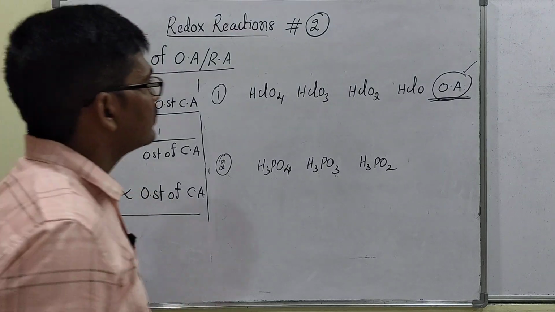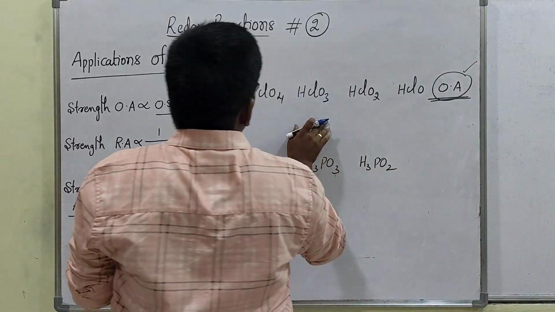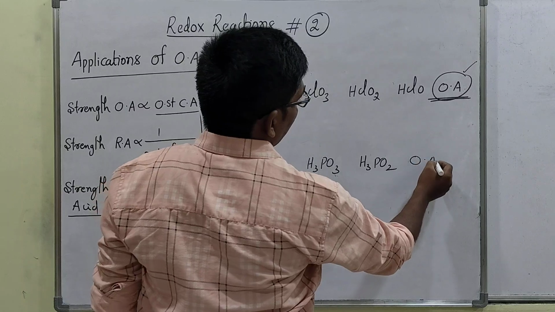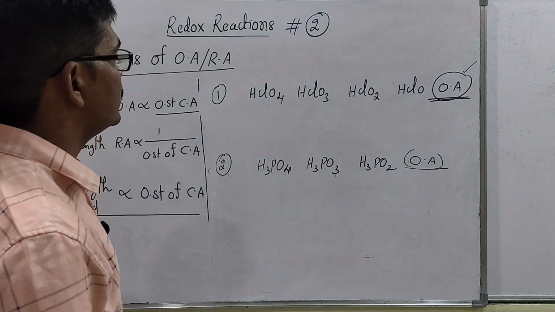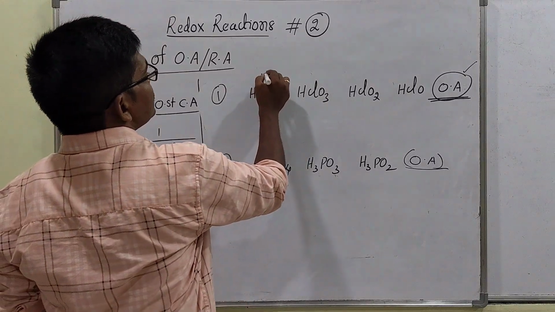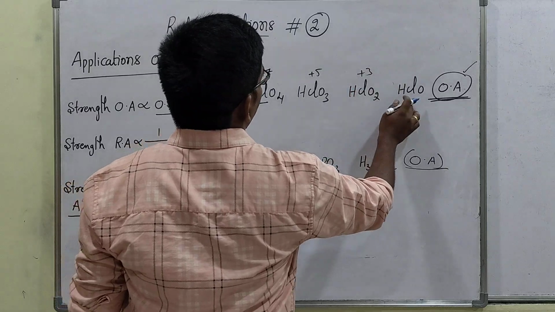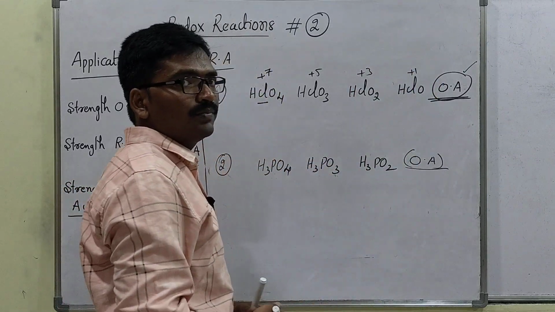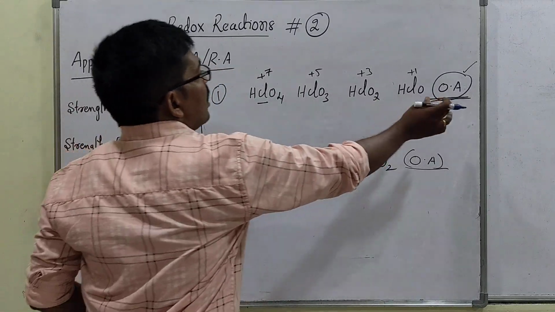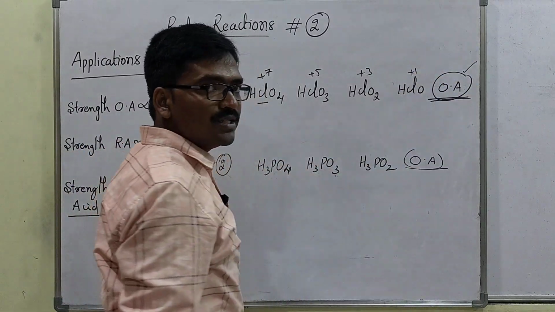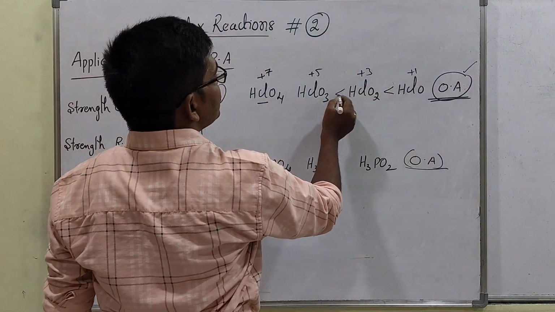So here, if you take oxidizing agent, even here if you take oxidizing agent, in these 2 exception cases I told. Sir, oxidation number is plus 7, then plus 5, then plus 3, then plus 1, like this. Sir, in these 4, oxidation number increases, oxidizing agent nature also increases, I told.